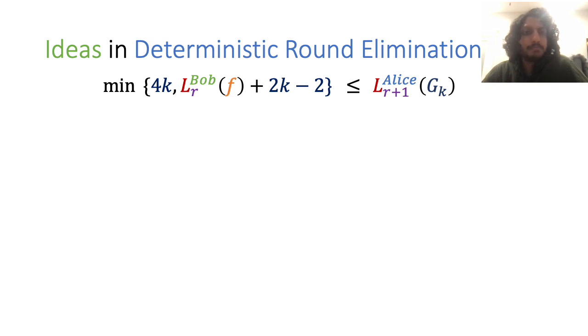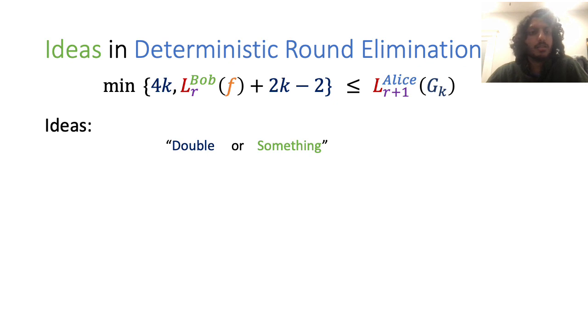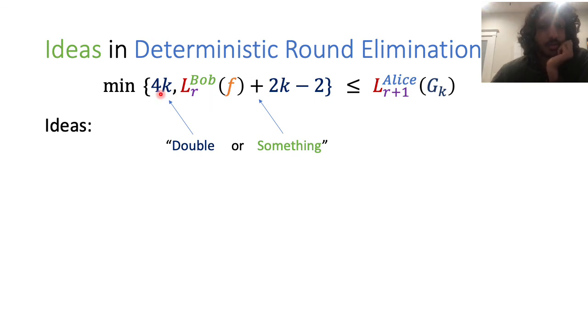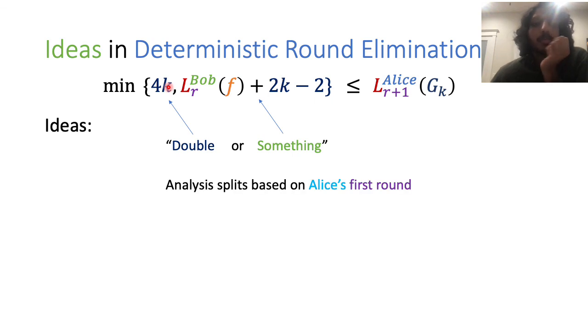In particular, the main ideas behind proving this are the following. The main idea is this thing I like to call double or something, which is that either something we want happens, which is this lower bound, or you have to pay double for something. So the way the proof works is either we get this lower bound here, or the protocol has to pay twice for equality, which is why you're getting a 4K here. The analysis will split on Alice's first round. So based on what Alice does in the first round, we'll either end up in this case or that case.